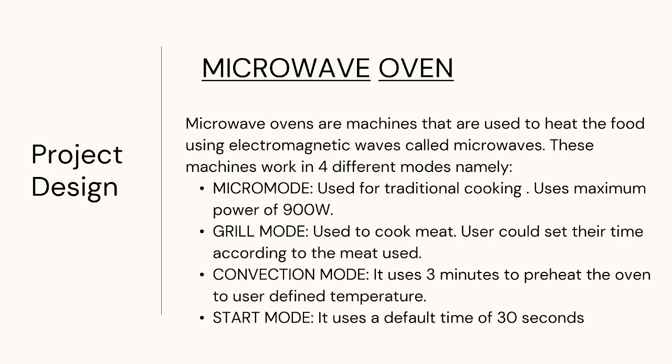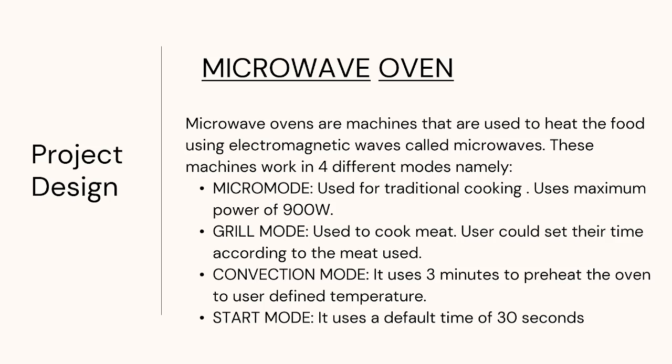Now, about our project design: the microwave oven. Microwave ovens are machines that are used to heat food using electromagnetic waves called microwaves. These machines work in four different modes, namely micro mode, used for traditional cooking, which uses a maximum power of 900 watts.